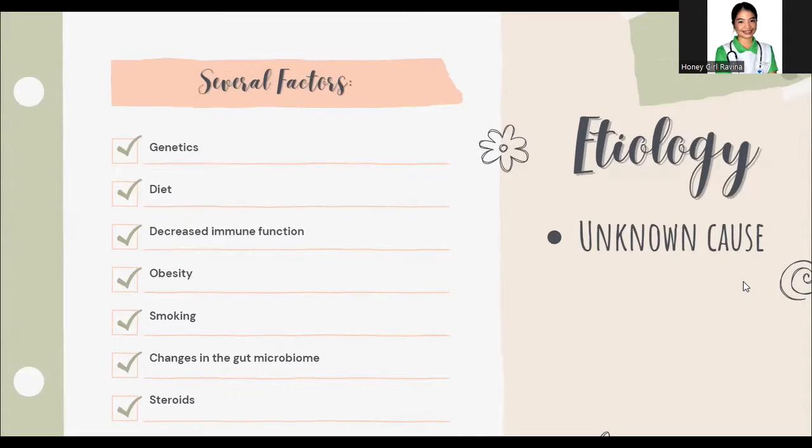Although there's no single known cause of diverticular disease, several factors can increase the risk of developing diverticulitis. This includes genetics, diet, decreased immune function, having obesity, smoking, changes in the gut microbiome, and certain medications such as steroids. So let us now move on to the pathophysiology of diverticulitis.